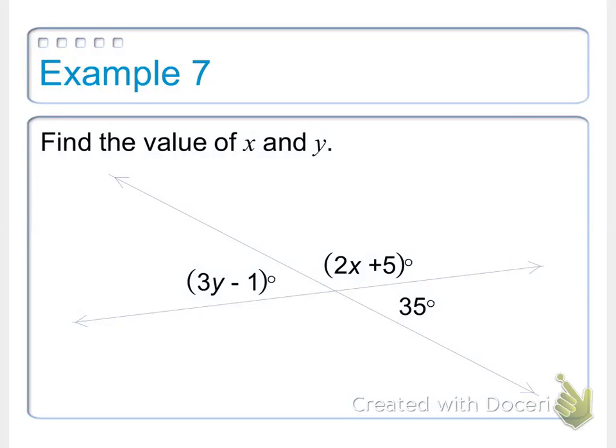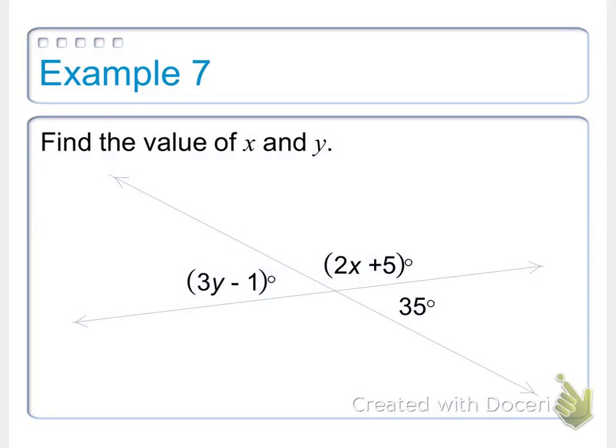Example 7, find the value of x and y. By the way, there's more than one way to do this problem. I'm going to do it, you're going to have to do two sets of equations here, but if you do it a different way and get the same answers, you probably did it right. If you want to check with me in class, I can look at your work, but you probably did it right. The first thing is, I'm going to look for linear pairs and I'm going to look for vertical angles.